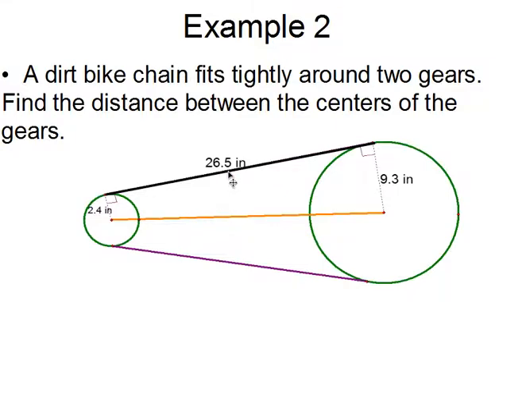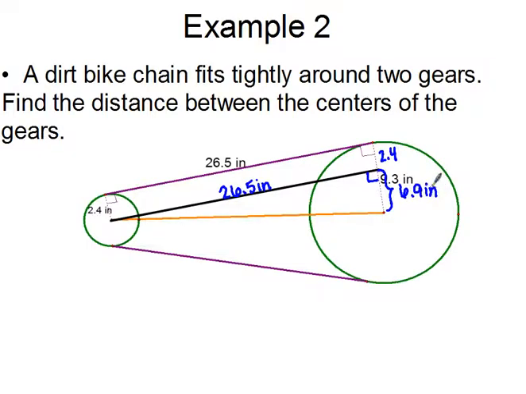So picture this. I can create a right triangle here using the 26.5. So this piece right here is 26.5. It's just like I moved it down and created this right triangle down here. Alright, this whole side on the right is 9.3, but this side is 2.4. So I need to know what this is. So we take 9.3 minus 2.4 and get 6.9 inches right here.